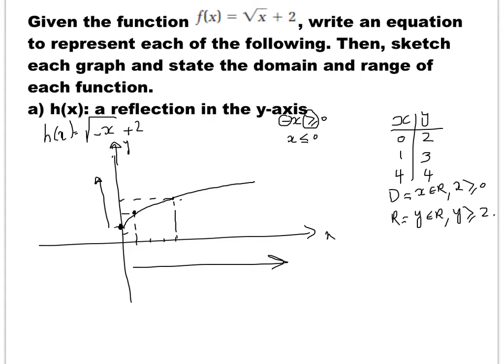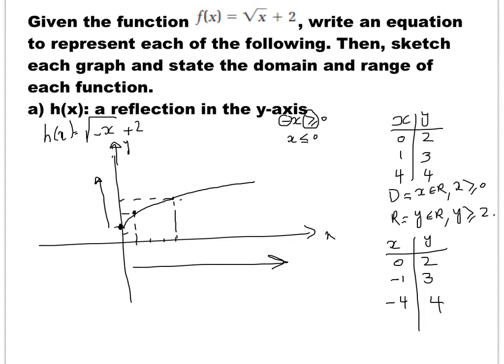So I have to give only negative values or 0 to x. So I'm going to do exactly the same thing. I'm going to say x, y. If x is 0, if x is negative 1, or if x is negative 4. If x is 0, we get square root of negative 0 is 0, plus 2 is 2. If x is negative 1, negative times negative 1 gives you positive 1. Square root of 1 is 1, plus 2 is 3. If x is negative 4, negative 4 times negative 1 gives us 4. Square root of 4 is 2, plus 2 is 4.